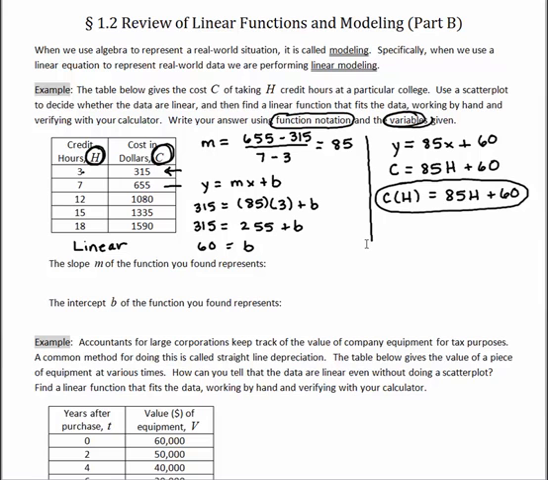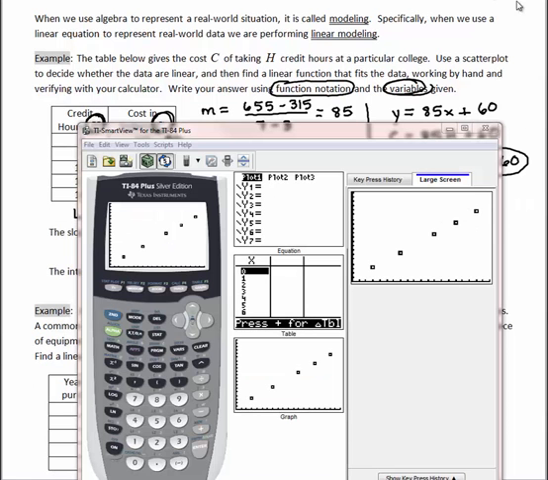All right, we're going to go ahead next and just take one more look at the calculator, because I'd like to see how close I came to my points, or if I did a good job. Going back to our calculator, we can put the equation y equals 85x plus 60 in and see if it matches up with the points.